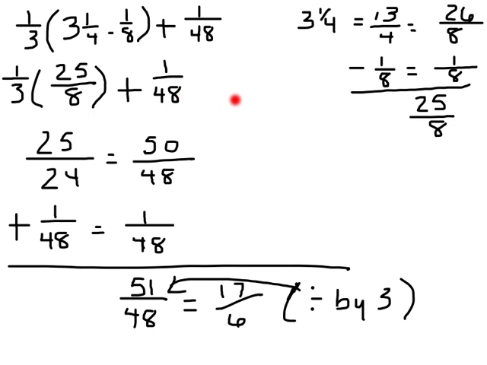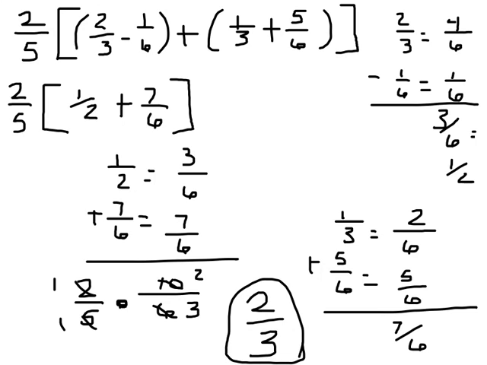So then we've got 25/24. And because we're going to have to add that to 1/48, we're going to need to get a common denominator. It's going to be 48. 24 times 2 is 48, so 25 times 2 is 50. And we're adding, so 50 plus 1, 51/48. And if you divide both those numbers by 3, you'll get 17/6.